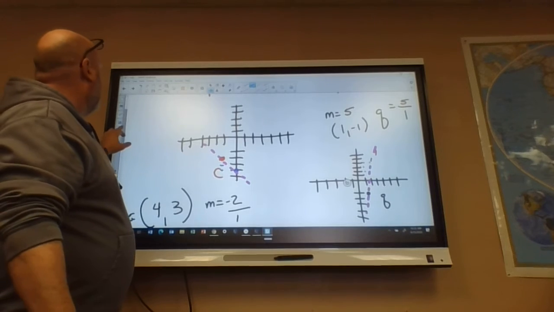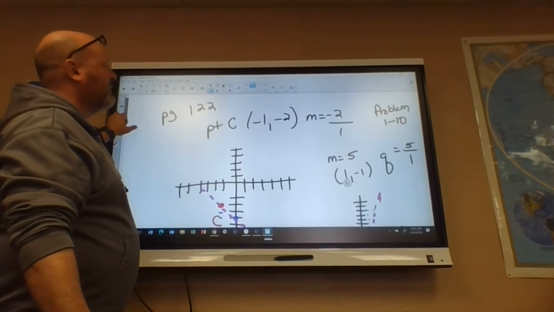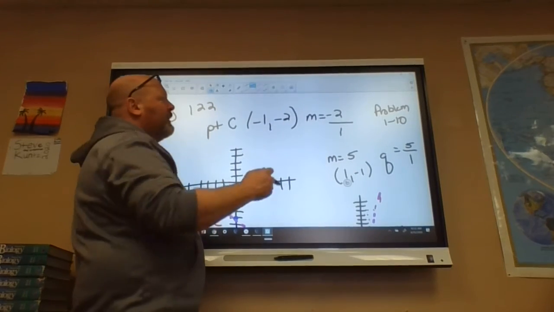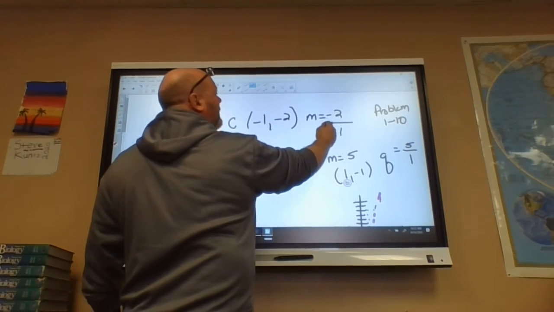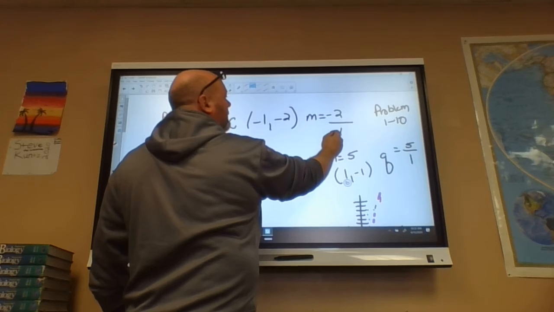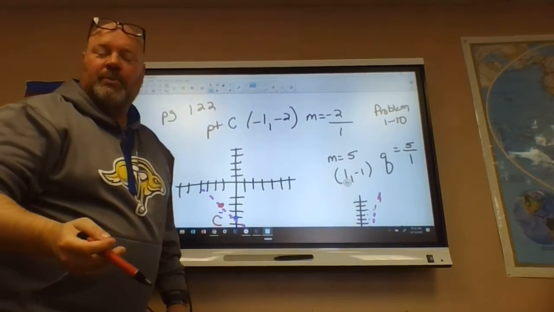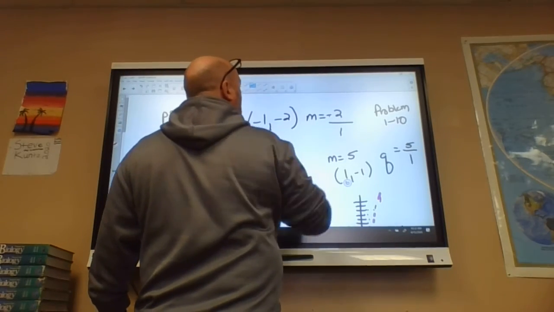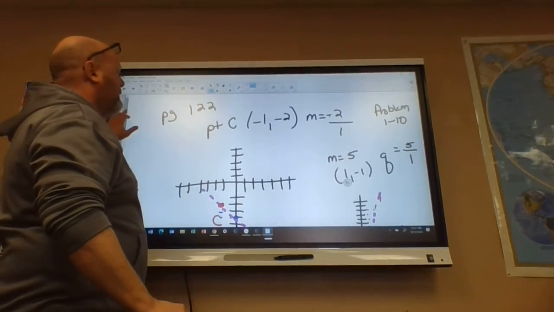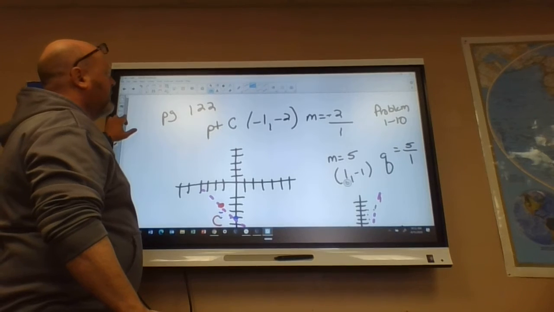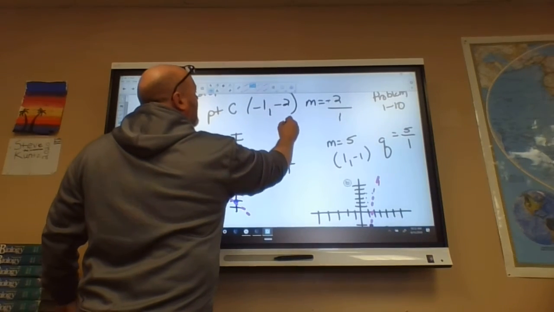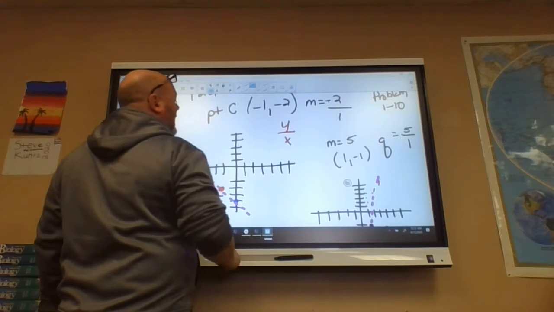Now they give me a slope of -2. The best thing to do is, if they don't give you a fraction, put a 1 underneath it. So now my slope is -2 over 1, because now it's going to tell you how far to move. The first part is the y, and the bottom part is the x.